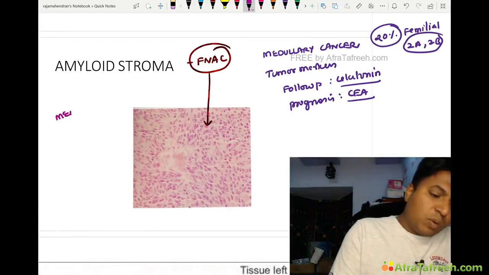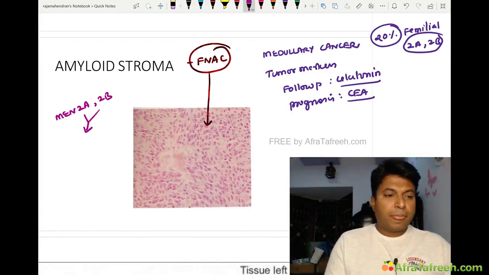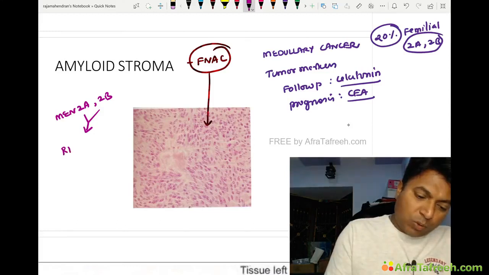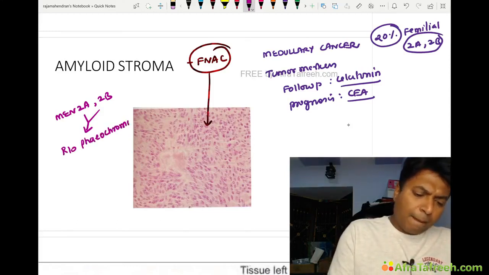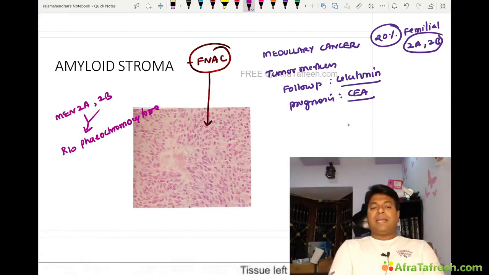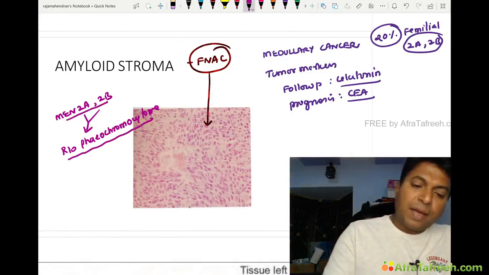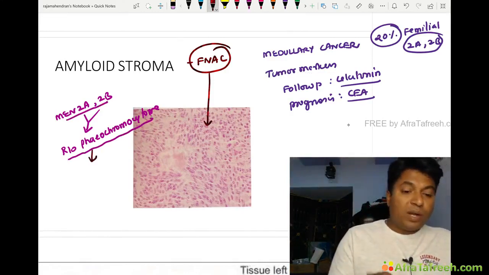In MEN2A, MEN2B syndromes, we should rule out another important cancer before surgery. That is what? I should rule out pheochromocytoma. This is a pakka clinical question. We should rule out pheochromocytoma before operating on a medullary cancer, and we have to exclude it before surgery.